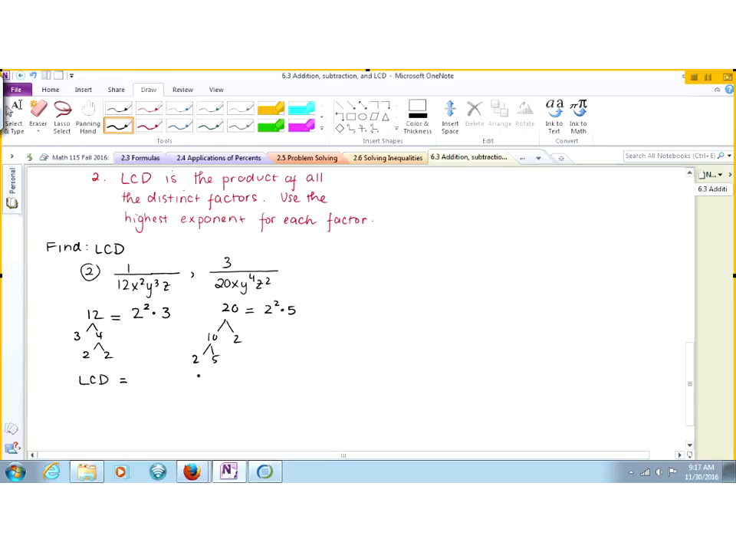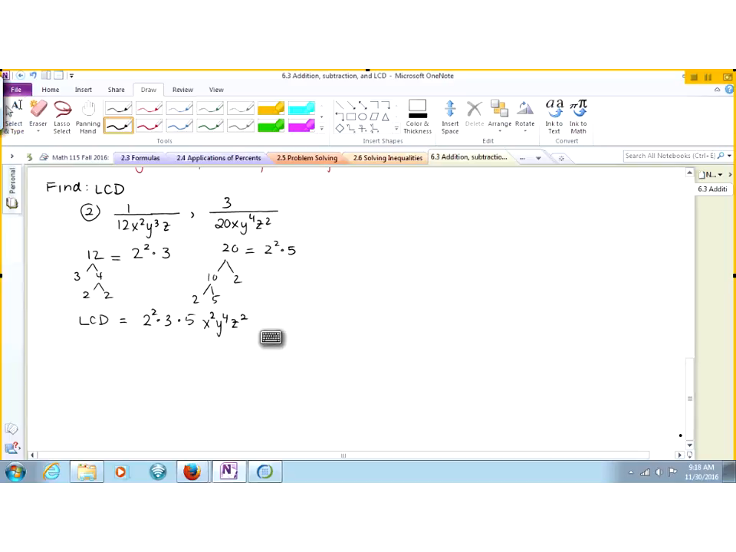So what is the LCD? What are the different numbers here? I have 2, 3, and 5, right? What is the highest exponent for 2? Square. What about 3? Nothing, so it means it's 1. What about 5? Nothing, it means it's 1. What about the letters now? X, Y, and Z. X squared, Y, 4, Z. Okay, done. Easy? Yes.